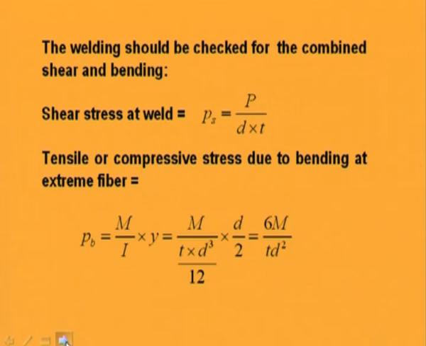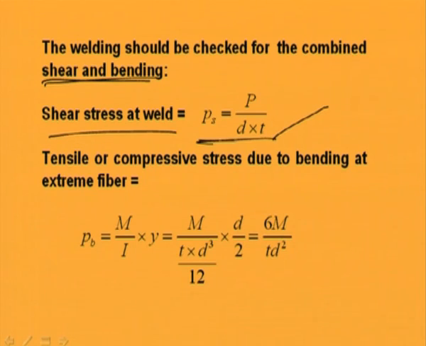Now, shear stress will become P by D into T, because area is D into T. So, now the welding should be checked for combined shear and bending. As we know, because of the eccentricity of the joint, the bending as well as the direct shear will come into picture. So, we have to see whether it is okay from shear point of view and from bending point of view as well as from the combined point of view. So, we have to check the three cases.